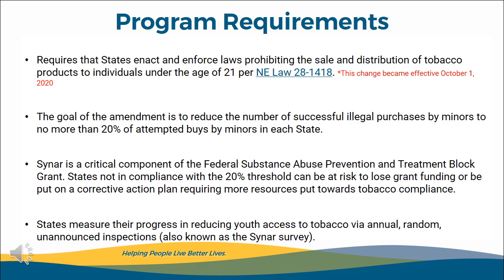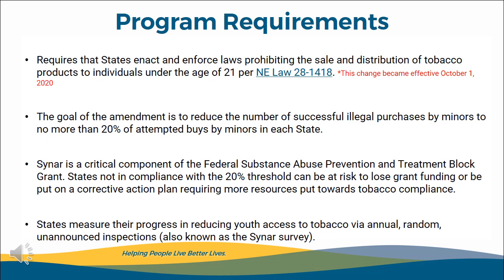The goal of the Synar Amendment is to reduce the number of successful illegal purchases by minors to no more than 20% of the attempted buys by minors in each state. Synar is a critical component of the federal Substance Abuse Prevention and Treatment Block Grant. States that are not in compliance with that 20% violation threshold can be at risk to lose grant funding or be put on a corrective action plan, some requiring more resources to put towards tobacco compliance.